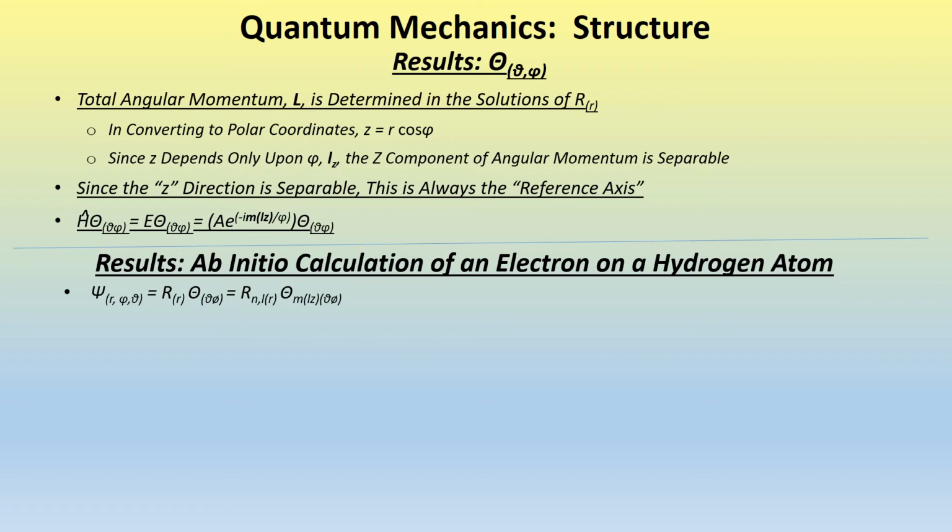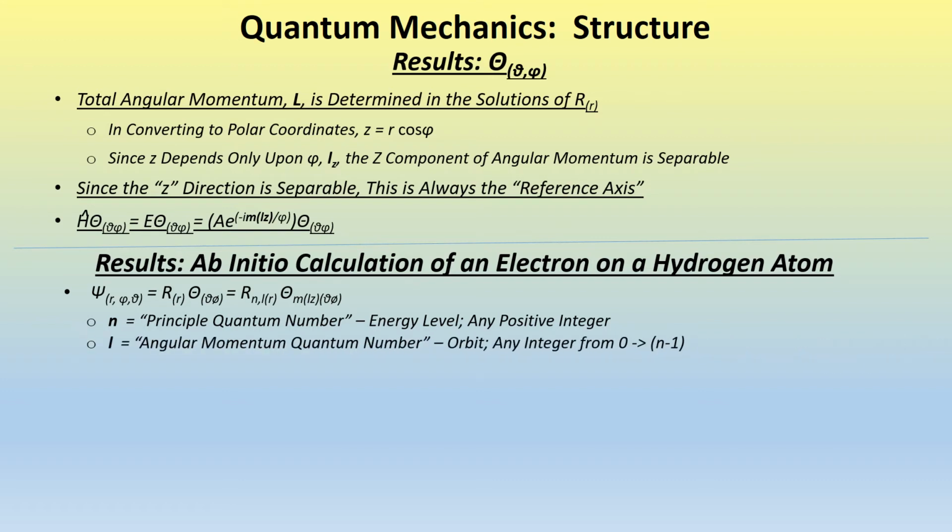where n is the principal quantum number. It's the energy level and any positive integer. L, the angular momentum quantum number, gives the orbit. It can have any integer value from 0 up to n minus 1 because in the radial function it depends on n. M sub L, Z, the magnetic quantum number, gives the orbit direction relative to the z-axis. It can have any integer value from negative L to positive L, because being a solution of the angular wave function, it is already dependent upon L.